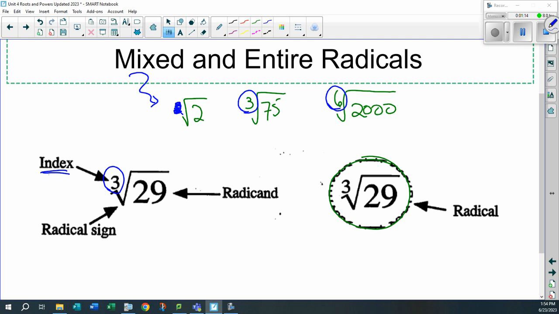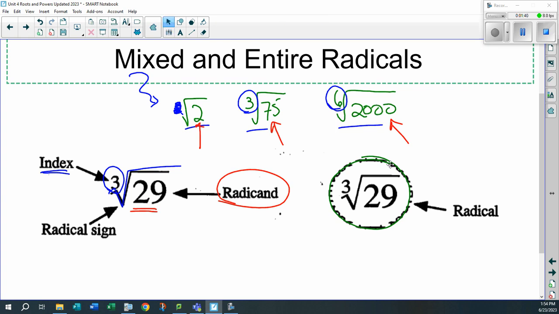You know the radical sign. You've seen it in every single one of these so far. There's the radical sign. But did you know that inside the radical sign is actually called the radicand? Neat, eh? That's the radicand. So the radicand for this one would be 2, for this one would be 75, for this one would be 2000. Piece of cake, right?